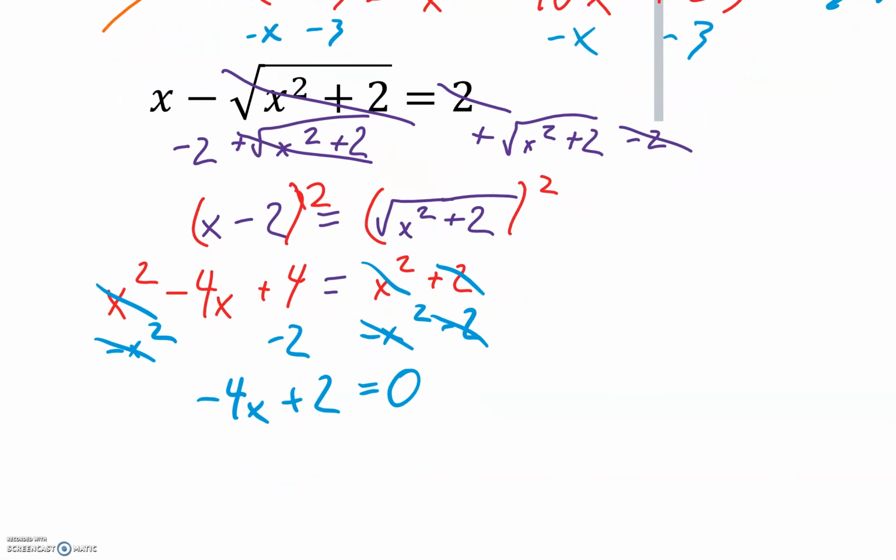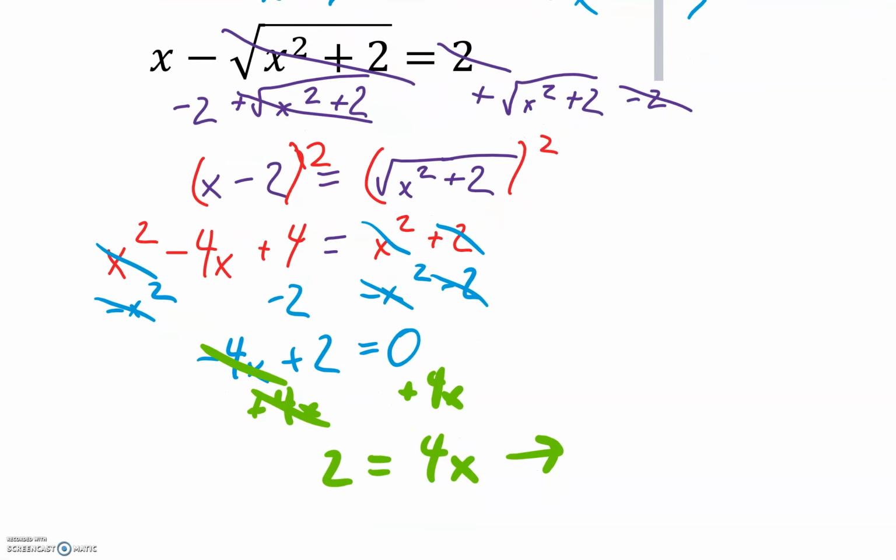Okay, and now at this point, we can move the negative 4x over by adding 4x on both sides. So 2 on this side and 4x on this side, which means that if we divide by 4, divide by 4 here, divide by 4 here. That gives us x equals 2 over 4, or more simply, 1/2.